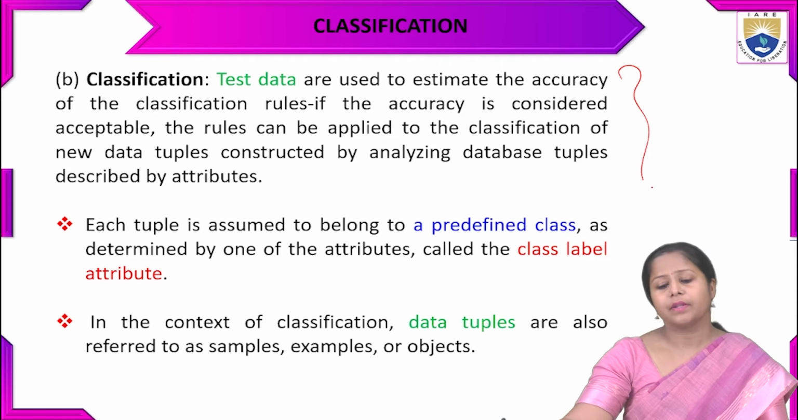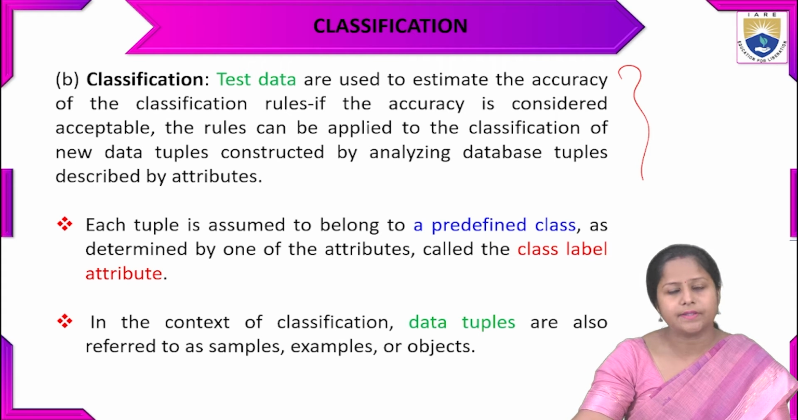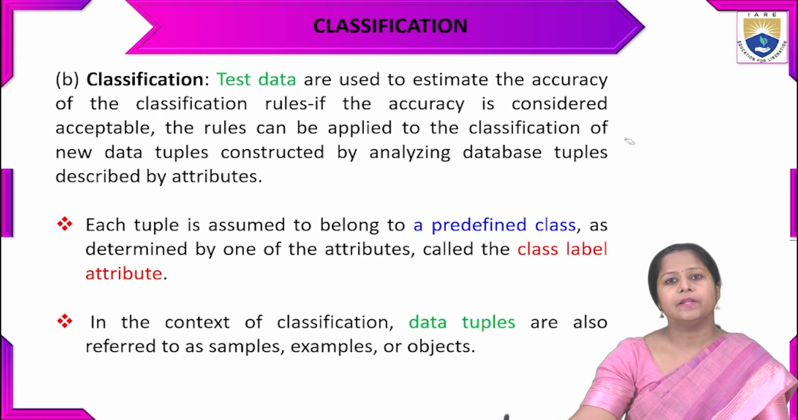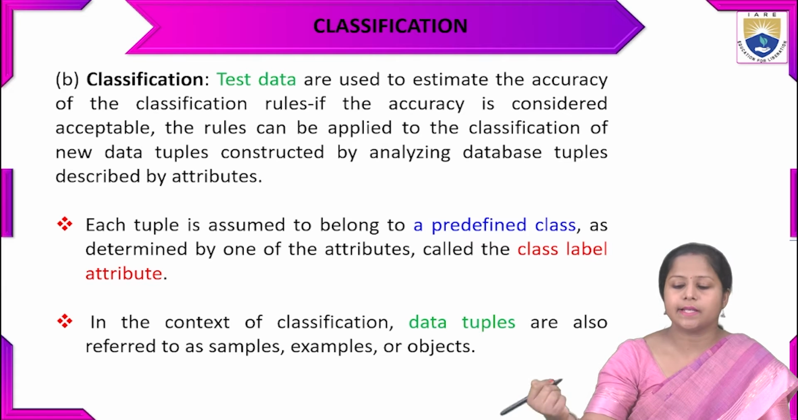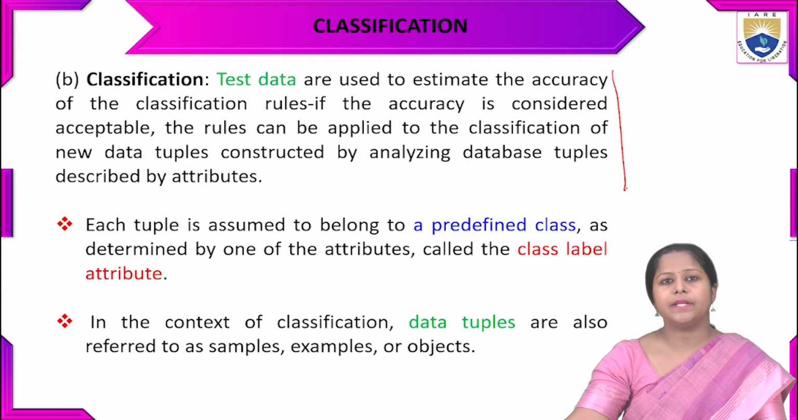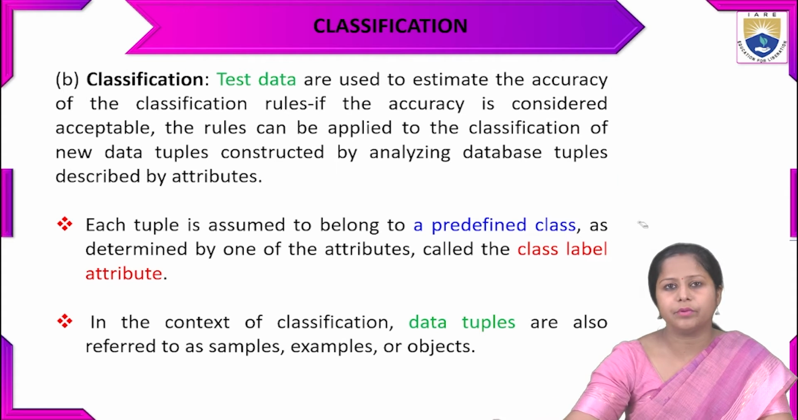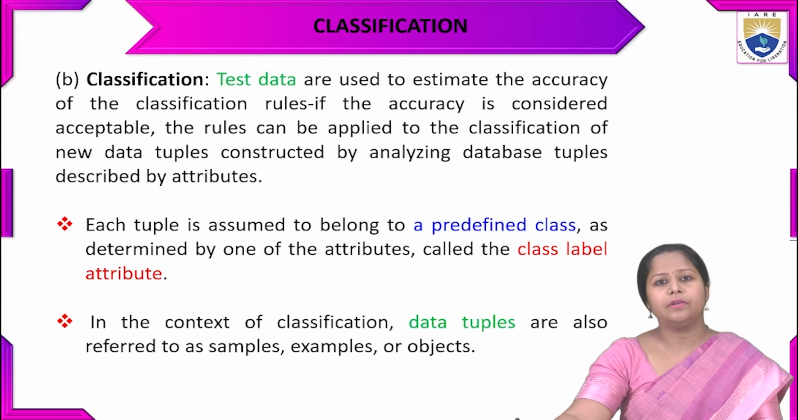The test data is used to estimate the accuracy of the classification rules. If the accuracy is considered acceptable, the rules can be applied to the classification of new data tuples, new class labels, constructed by analyzing database tuples, the whole of the database tuples, described by the attributes, right? So like that, we have to analyze the new data tuples from the whole database.